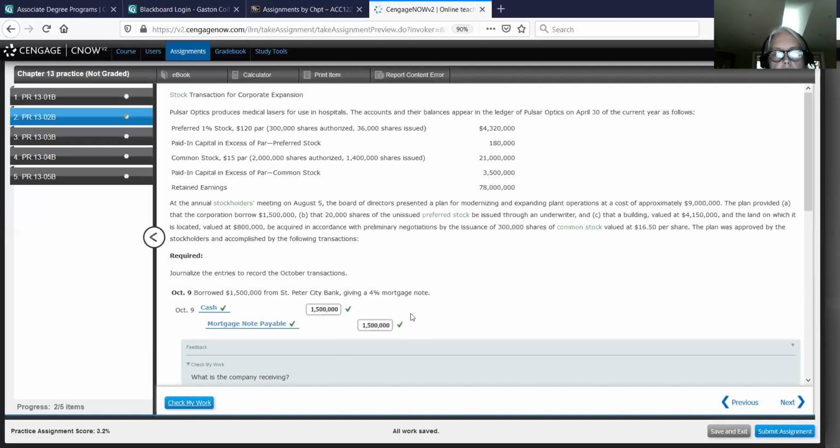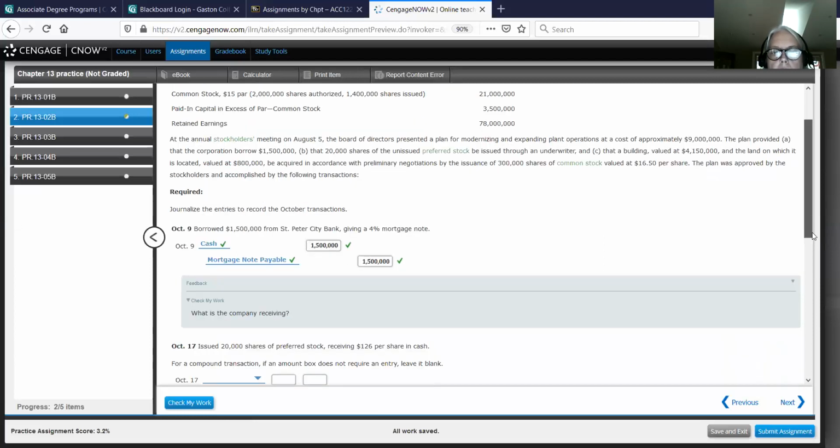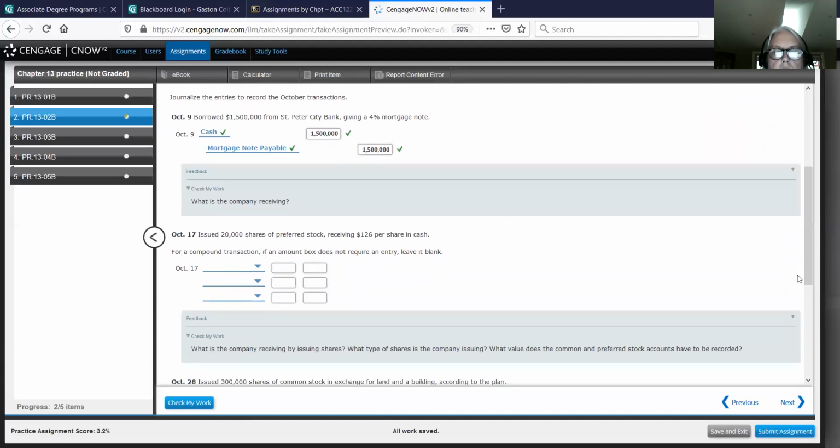So this is the first journal entry that they wanted you to record on October the 9th, and was really part A, where they said that the corporation, as a part of their plan to modernize their plant operations, were going to have to borrow some money. In part B, it tells you that 20,000 shares of unissued preferred stock is going to be issued through an underwriter. So what that means is we're going to be transferring that stock over to an underwriter. And in return for that, we're going to receive some cash.